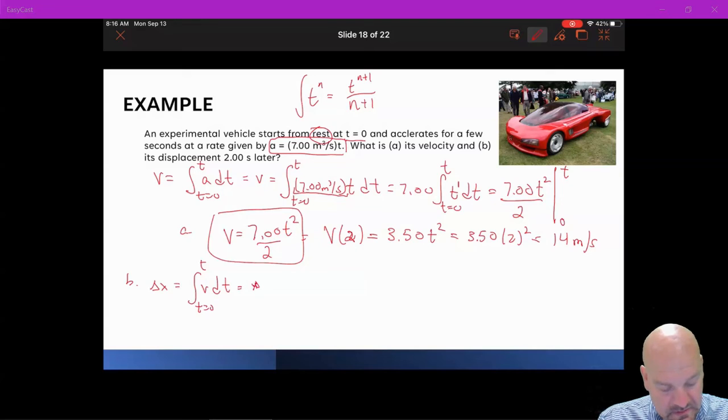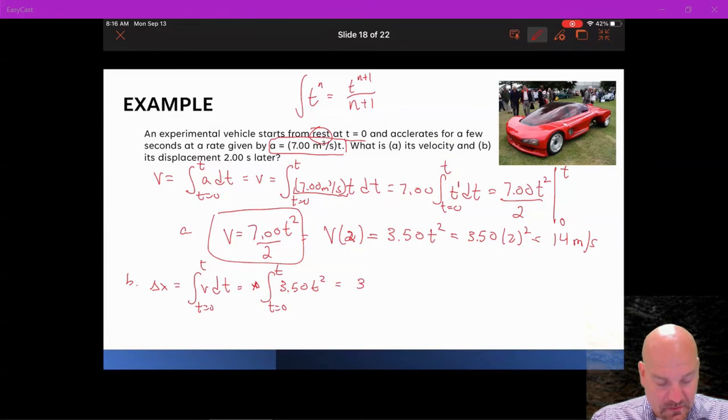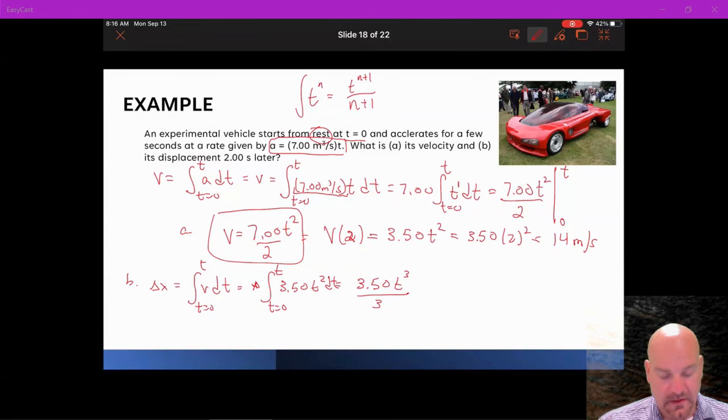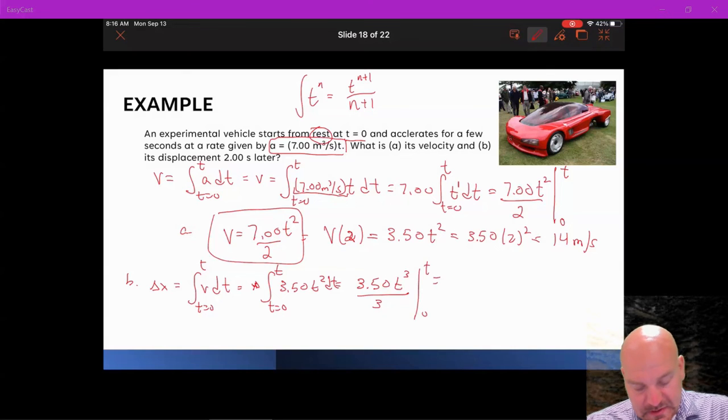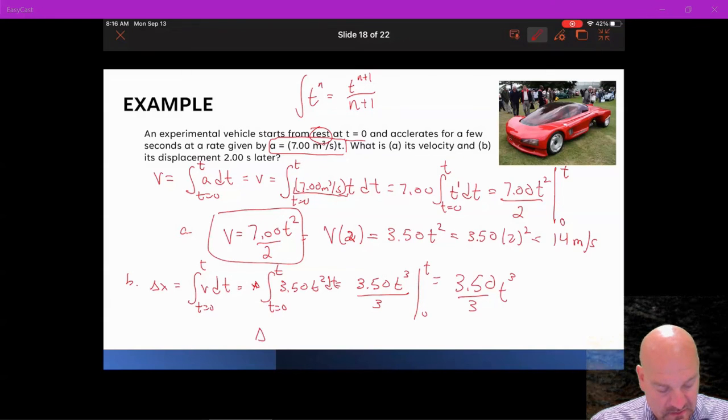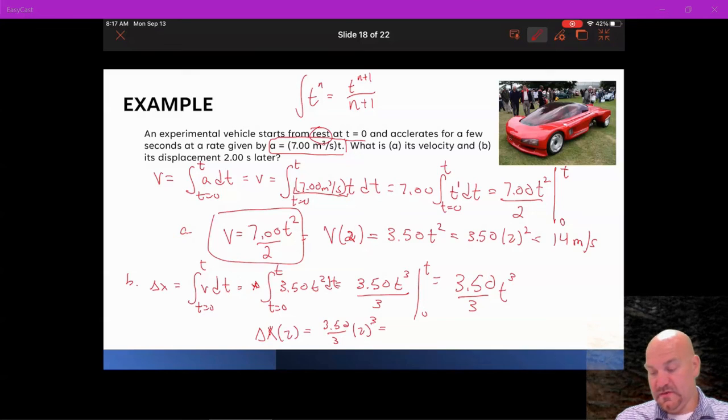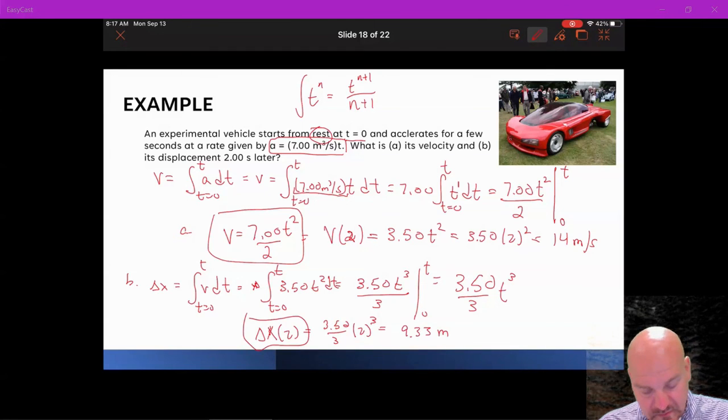We have our v function, which is 3.50 t squared. Now my delta x is just going to be 3.50, and I forgot my dt here. It's going to be t to the n plus 1, so 2 plus 1 is 3, over n plus 1, so 3.50 over 3, evaluated from 0 to t. That just means my function is going to be 3.50 thirds times t cubed. Now I can plug in 2, because we're looking for after 2 seconds. So 3.50 divided by 3 times 2 cubed, which is 3.50 times 8 divided by 3. We find that its displacement was 9.33 meters.